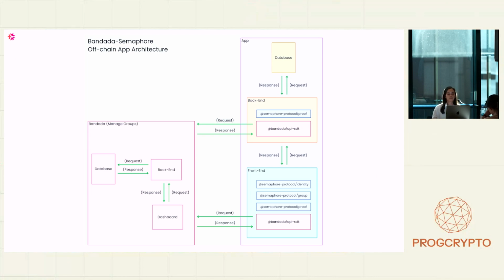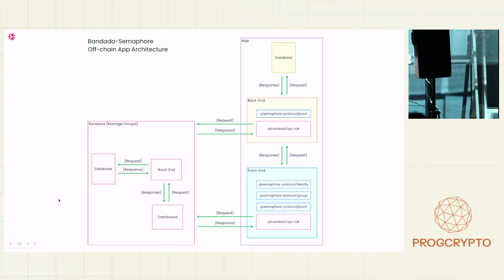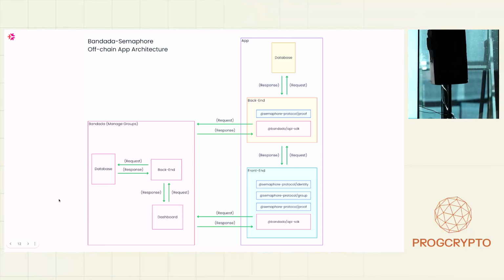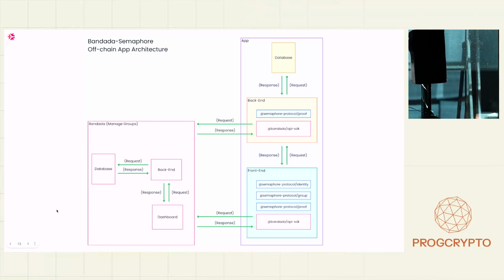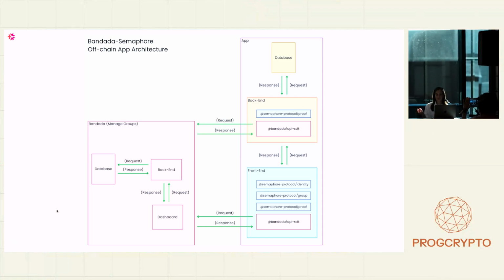So this will be the Bandada Semaphore off-chain app architecture. I will explain this diagram. Let's start with the Bandada rectangle here. Bandada is to manage groups. So in the application, everything related to managing groups is in this part, the Bandada part. For that, we have a database to save everything, a backend with the API, and also the dashboard app, so people can create the groups manually and add members, etc.